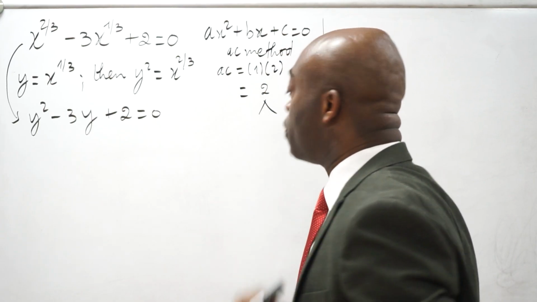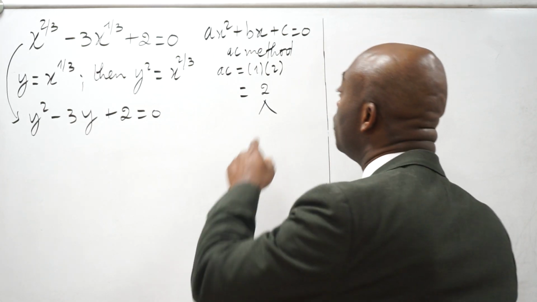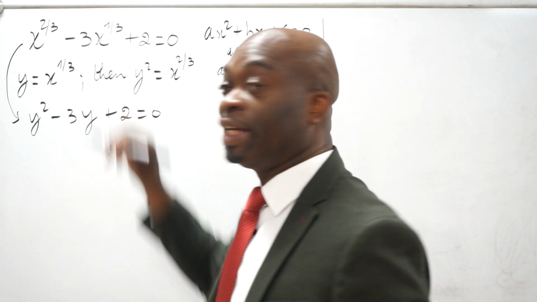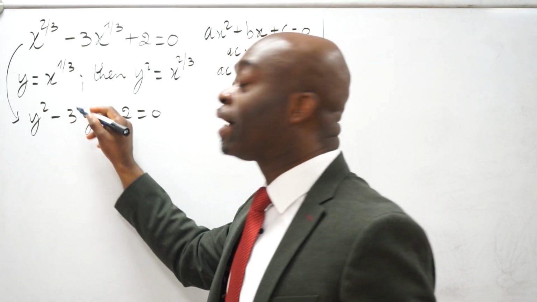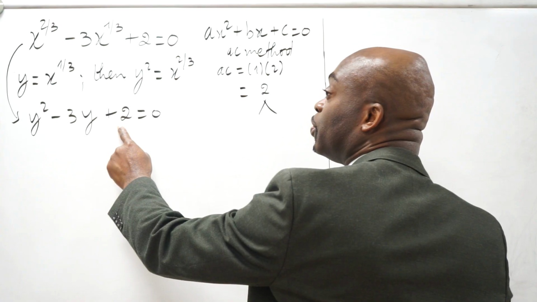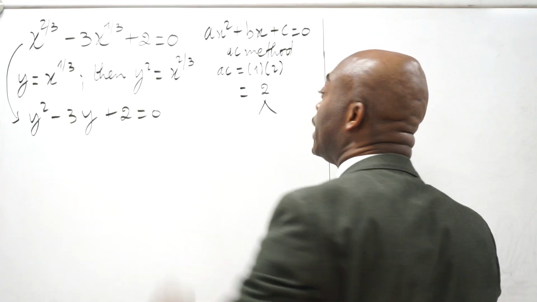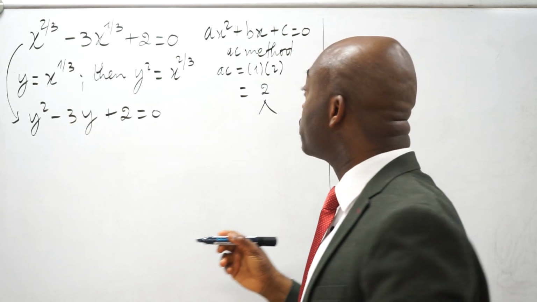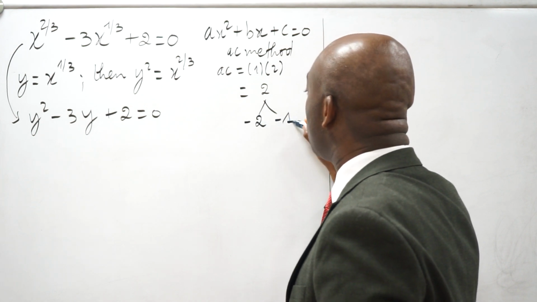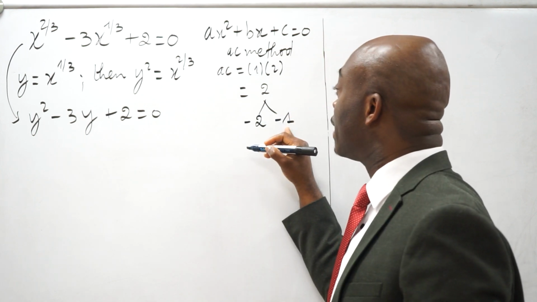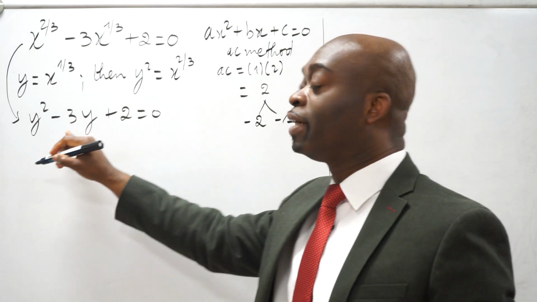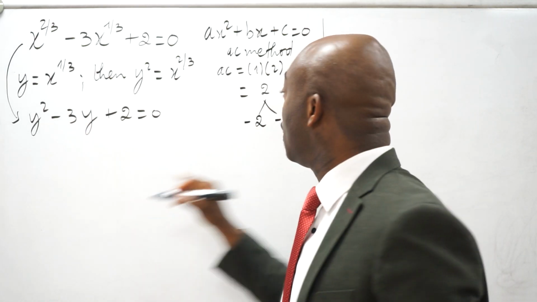Now we're looking for two numbers. When you multiply them, you end up with positive 2. When you add them up, you get B, which is negative 3. Going back here, that's the same thing: A equals 1, C equals positive 2, B equals negative 3. So what would be those two numbers? Negative 2 and negative 1, because negative 2 times negative 1 gives you positive 2, and negative 2 plus negative 1 gives you negative 3. We good?